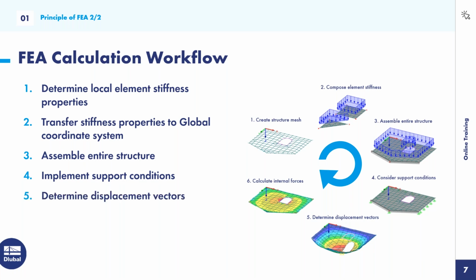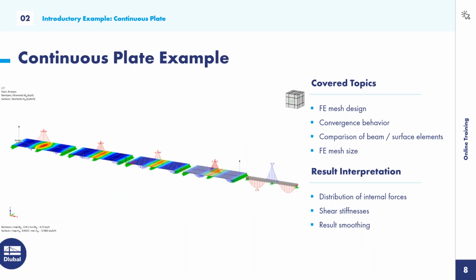Fifth, the displacement vectors can be determined by solving the system of equations, just like we spoke about. And lastly, the support forces and internal forces can be determined, aka the results of the structure. So with the general knowledge of how the workflow works for FEA, we can dive into our next example, which will be our continuous plate example.